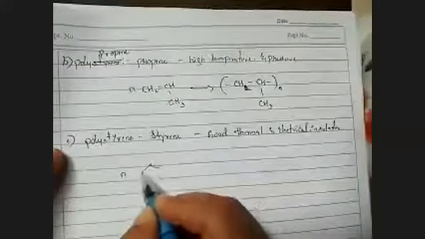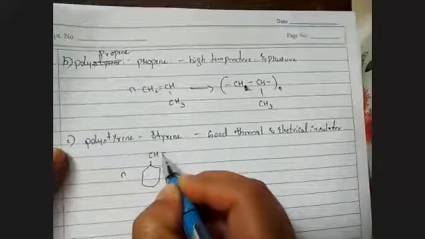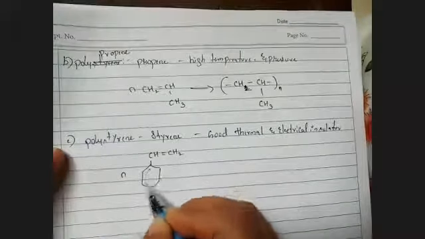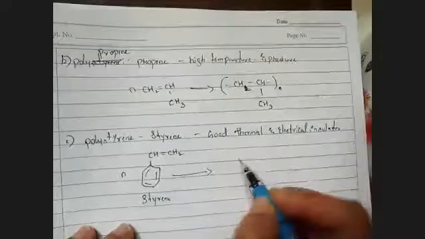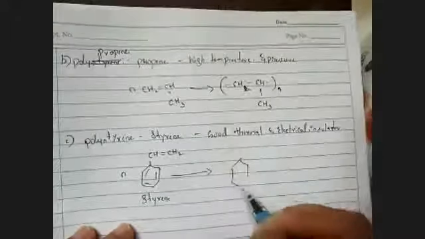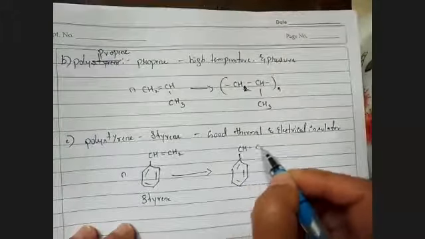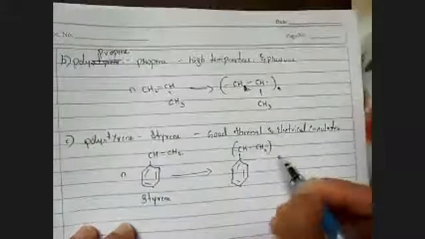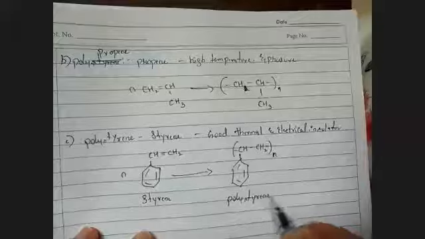So this is the structure of styrene. If you repeatedly add the styrene group, you will get polystyrene. Okay.